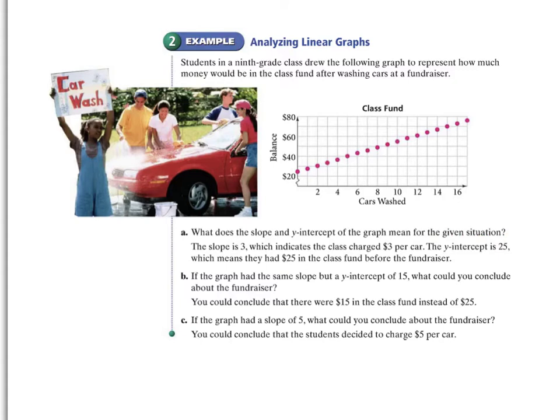As you're looking at this, we have cars washed here and the balance in the fund here. The slope is going to talk about how far we're going up versus how far we're going over. In each situation, and it's hard to tell, but it's actually going up $3. And so the slope is 3, which means for each car, we are actually charging $3. The y-intercept, that's right here where it crosses the y-axis. And what that tells us is what we started with in our fund. So we actually started with $25 in our fund, and for each car that we washed, we made $3.